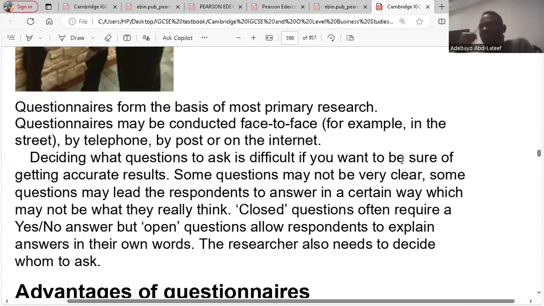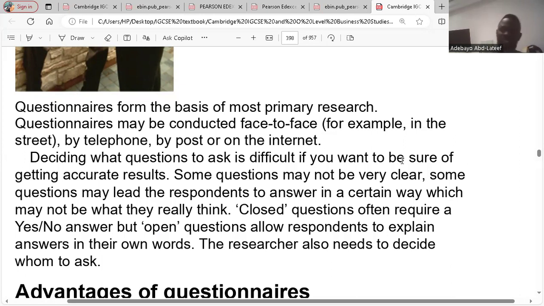So for questionnaire, this is when questions are being asked from different respondents. The questions could be open-ended questions where you have the opinions of the respondents to talk about it. And you have the closed-end questions, which is just a yes or no. So it depends on the kind of research you're carrying on and the kind of respondents you want and the kind of results you want to get.